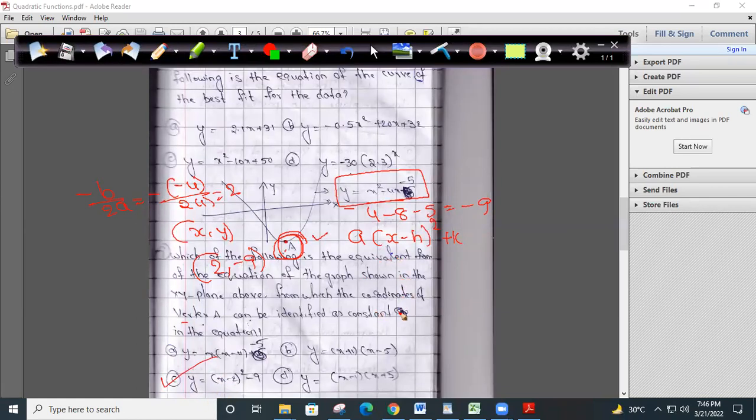And another way of doing it, if you're too smart, you can also say the vertex form gives me the minimum or the maximum value of the function.